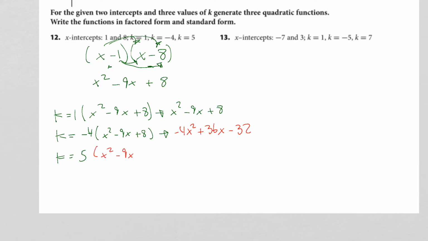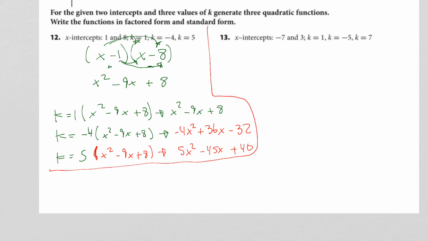You'll notice how this first part is still the same. It's just giving you practice multiplying polynomials. What's 5 times x squared? 5x squared. 5 times a negative 9, negative 45x. 5 times 8, plus 40. So that's one example. Try to partition my work. And let's take a look at this other one.